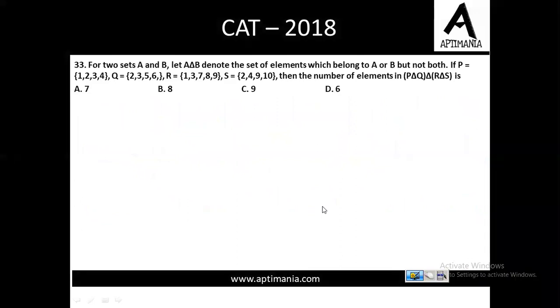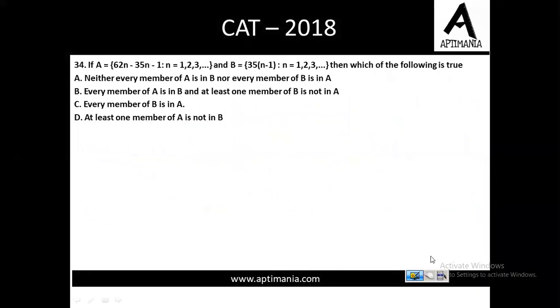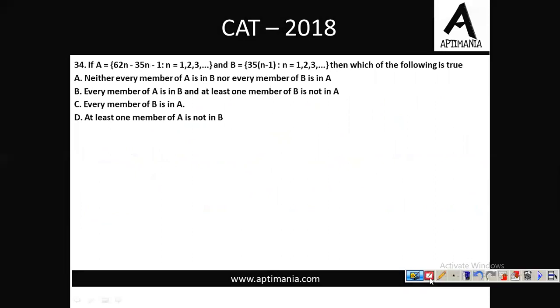Question number 34. Again, a question from set theory. What is given is A equals 6 raised to the power 2n, that is 6 की power 2n, minus 35n minus 1, where n equals 1, 2, 3, 4, 5, and B equals 35n minus 1, where n equals 1, 2, 3, 4.